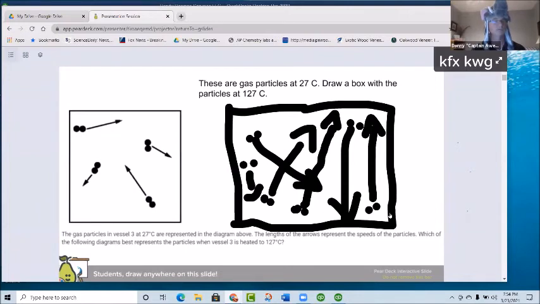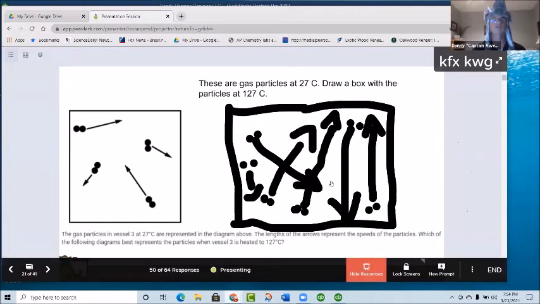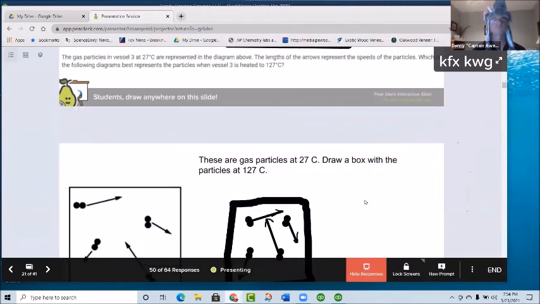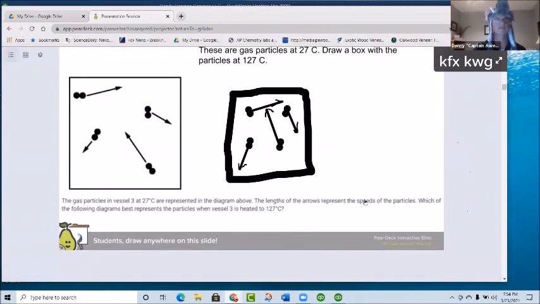Okay, so watch. Some of y'all drew more than 4 molecules. So keep in mind, the box on the left had 4 molecules. You can only have 4 molecules on the right-hand side. So whoever has 1, 2, 3, 4, 5, 6 molecules, you wouldn't get the point. So it has to be those same molecules.